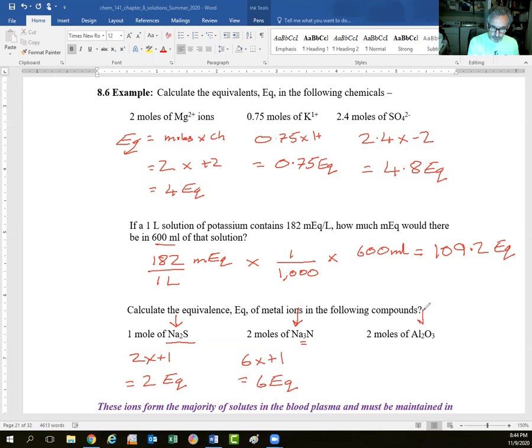But every mole of aluminium oxide contains 2 moles of aluminium. So 2 times 2, that would be 4 moles of aluminium ions, multiplied by its charge of 3+. So that would give us a grand total of 12 equivalents. Okay, that should be it for the electrolyte section.